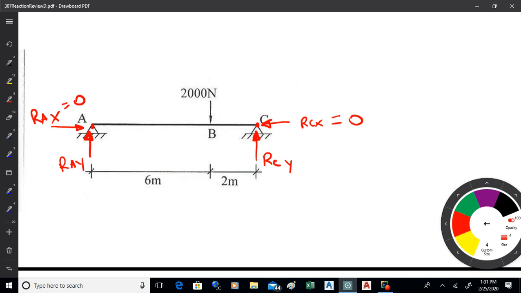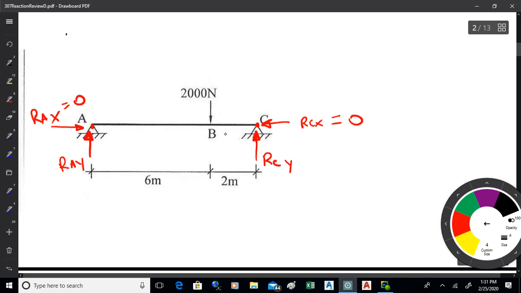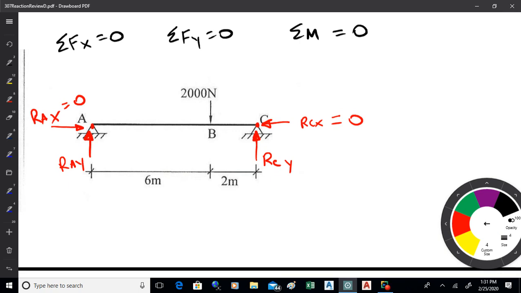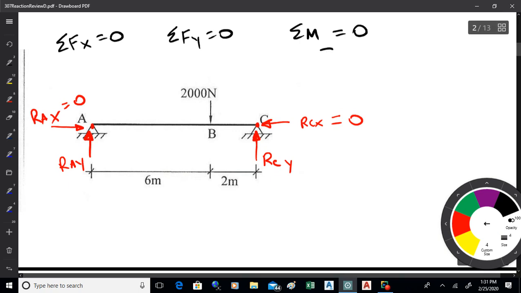Now, we got that. Now, the strategy on these things is in statics, we've got three equations in two-dimensional statics, because if the thing is not accelerating, we know that these conditions are met. Okay? Those three. Now, the moment can be taken about any point you want. Okay?